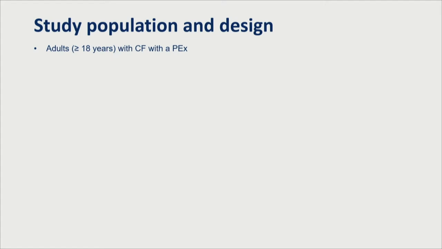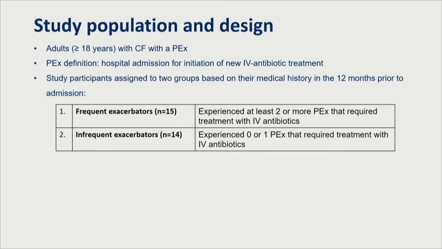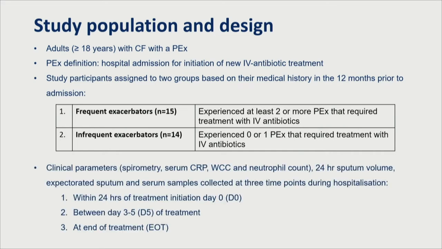We recruited adults with CF who had an exacerbation, and the definition of exacerbation we used was hospital admission for initiation of new IV antibiotic treatment, and we recruited patients at the time of admission. Once recruited, patients were assigned into one of two defined groups based on their medical history in the previous 12 months. Firstly, frequent exacerbators, those patients who had experienced two or more exacerbations requiring treatment with IVs, or infrequent exacerbators, those who had experienced no or one exacerbation requiring treatment with IVs. And we recruited a total of 15 frequent and 14 infrequent exacerbators.